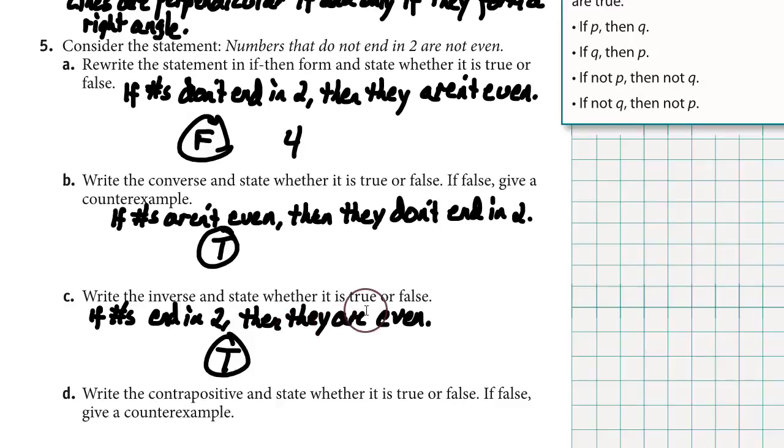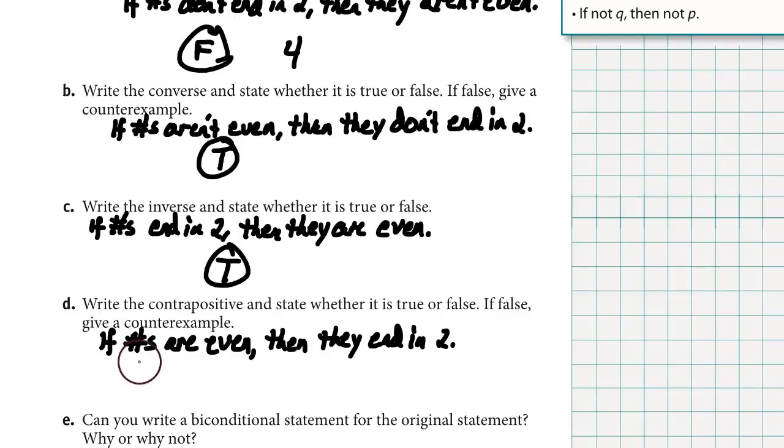Question D, write the contrapositive and state whether it's true or false. The sentence is, if numbers are even, then they end in 2. And that's false because I can think of even numbers that don't end in 2.